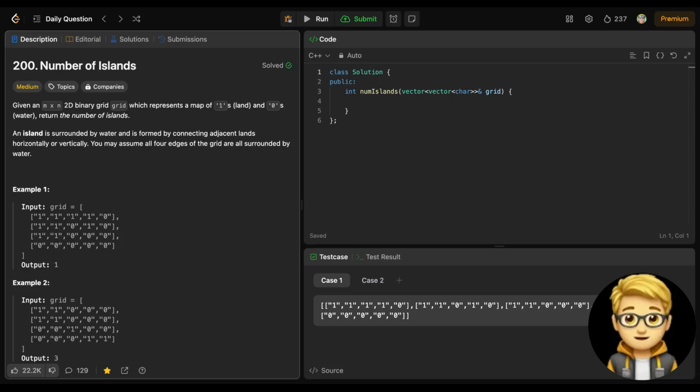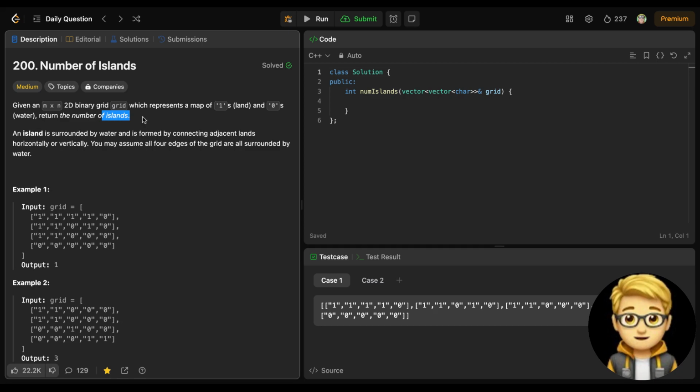We will solve today's LeetCode problem. This is a LeetCode medium. Let's see what it is. It is Number of Islands. Given an m by n 2D binary grid which represents a map of 1s, which is land, and 0s, which is water, we need to return the number of islands.